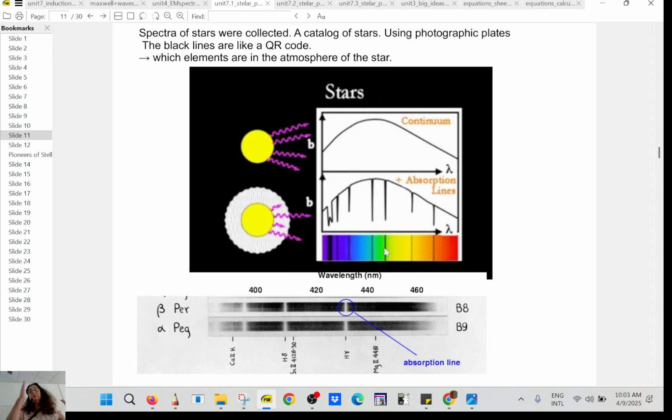Plus, if those lines are moving, so instead of being here, all of a sudden they are shifted to the red, that means the star or the galaxy is moving away from you. If the star or the galaxy is moving toward you, those black lines will be shifted to the blue compared to what we expect in the lab. So, for example, if this is the hydrogen line and it's shifted to the red, the galaxy or the star is moving away. If it's blueshifted, it's moving toward us.